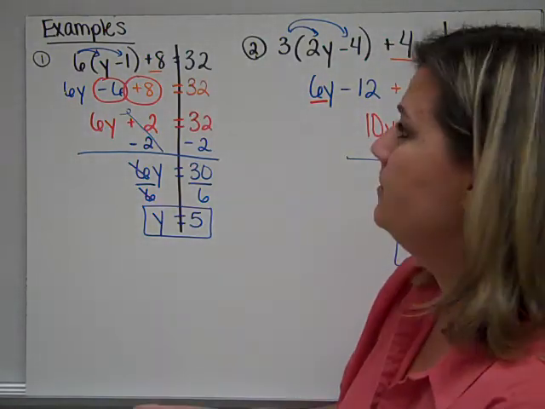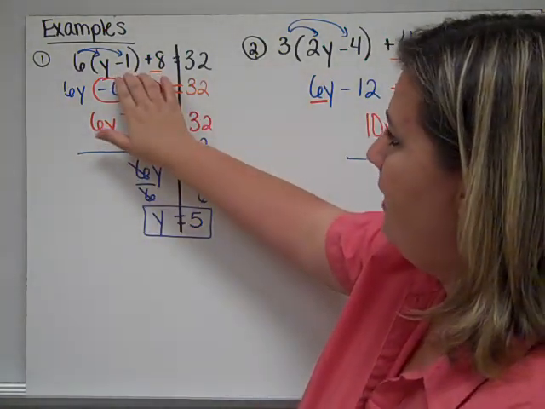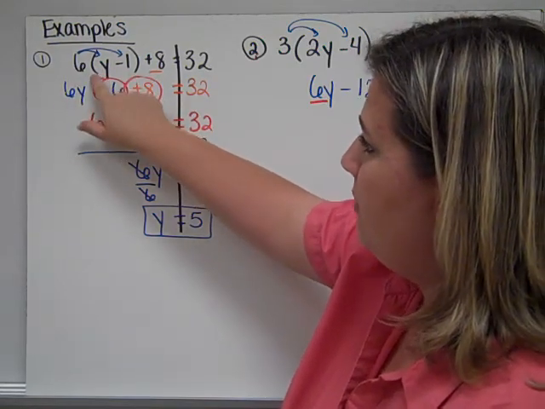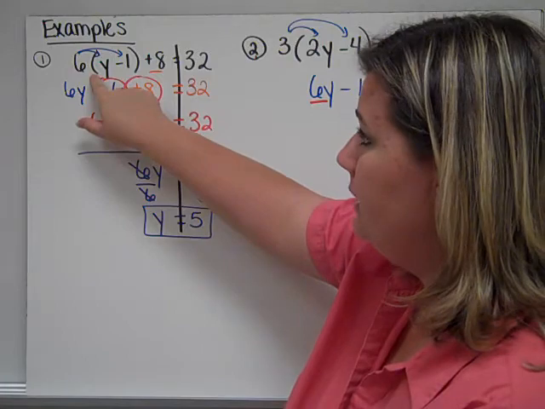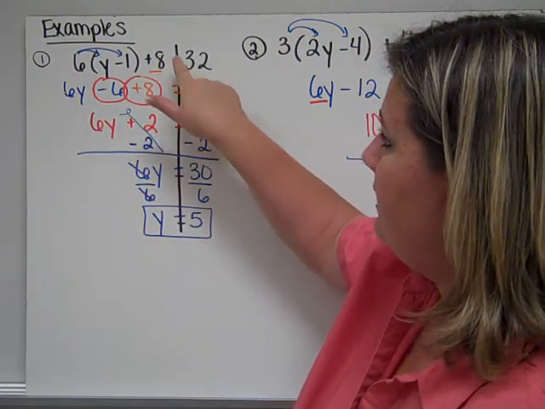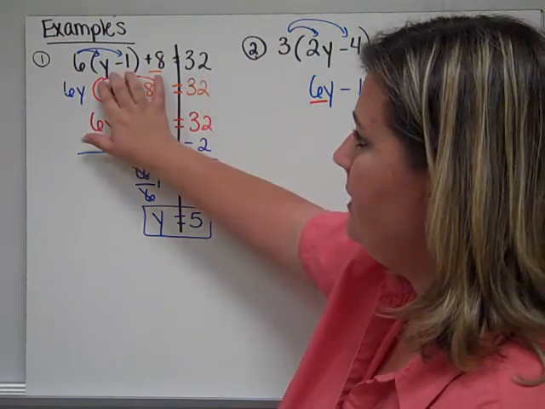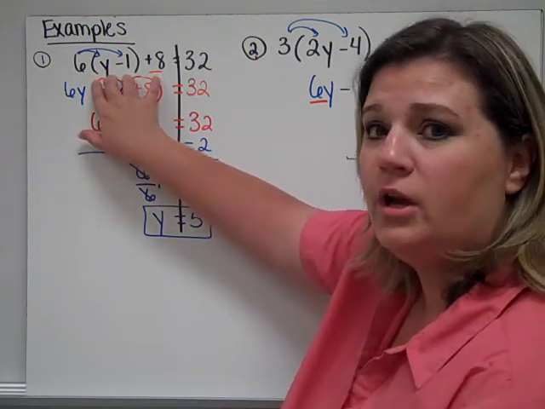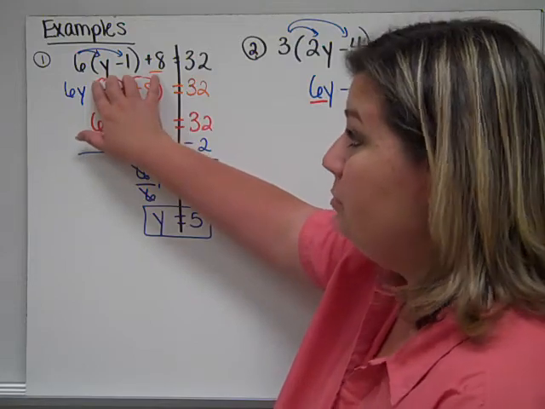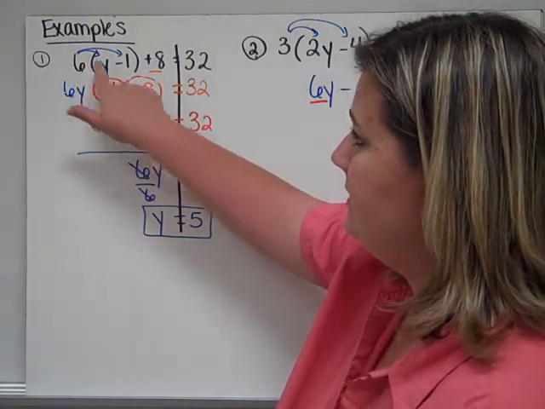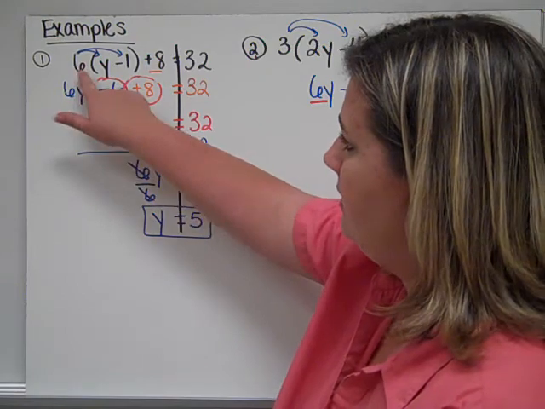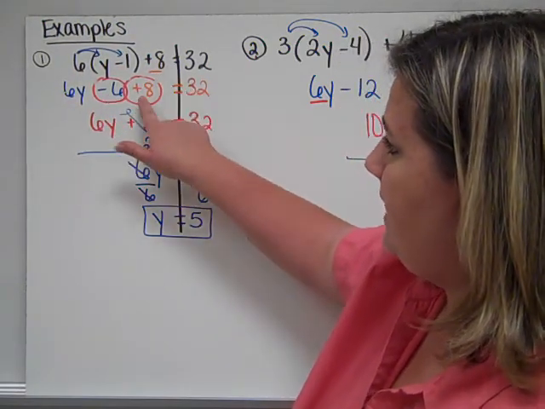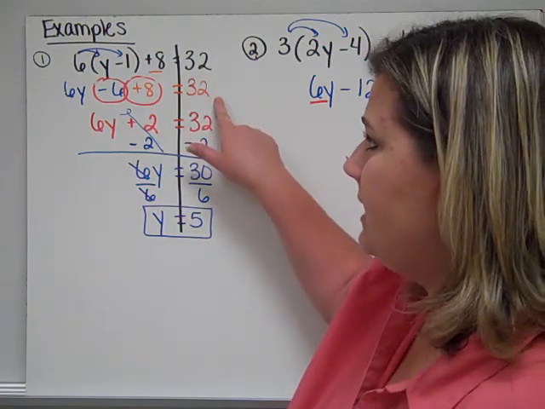Let's go over some examples. Here you can tell I have parentheses. For example, number 1: 6 multiplied by (y minus 1) plus 8 equals 32. So what this means is I do have the parentheses here, so we need to perform the distributive property in order to remove those parentheses. So 6 times y is 6y. 6 times negative 1 is negative 6. The plus 8 comes down and also the right hand side.